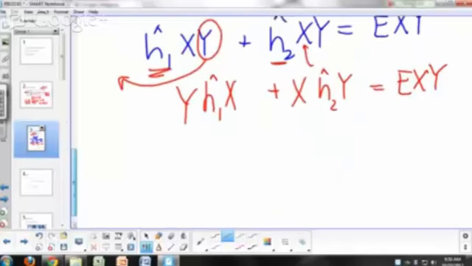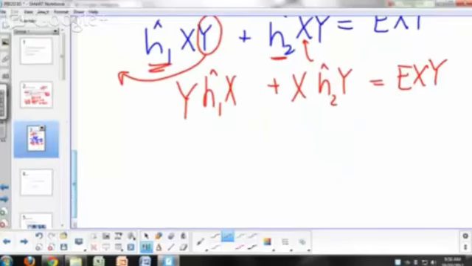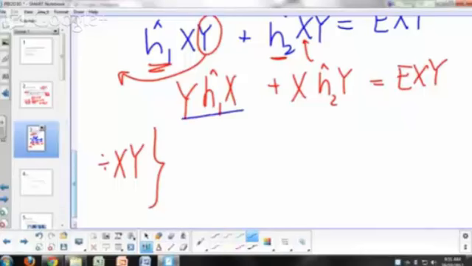Okay. I want to be able to separate variables. So a good trick to do here is to divide both sides of the equation by XY. What do I get? What's this first term going to be? If I divide this by XY, your Y cancels out, right? The X is not going to cancel because that X has been modified by the operator H1 hat. So H1 hat X is not a multiplication, right? So you cannot cancel X.